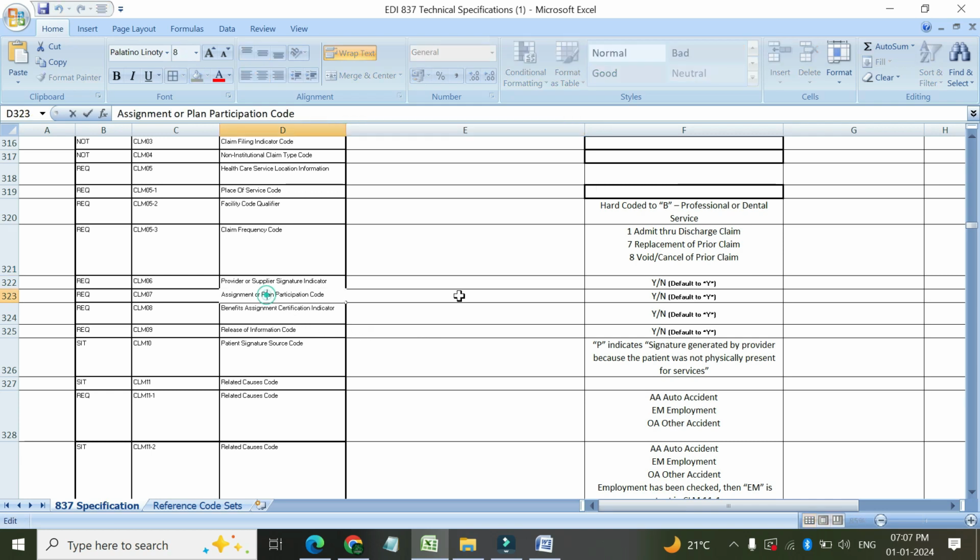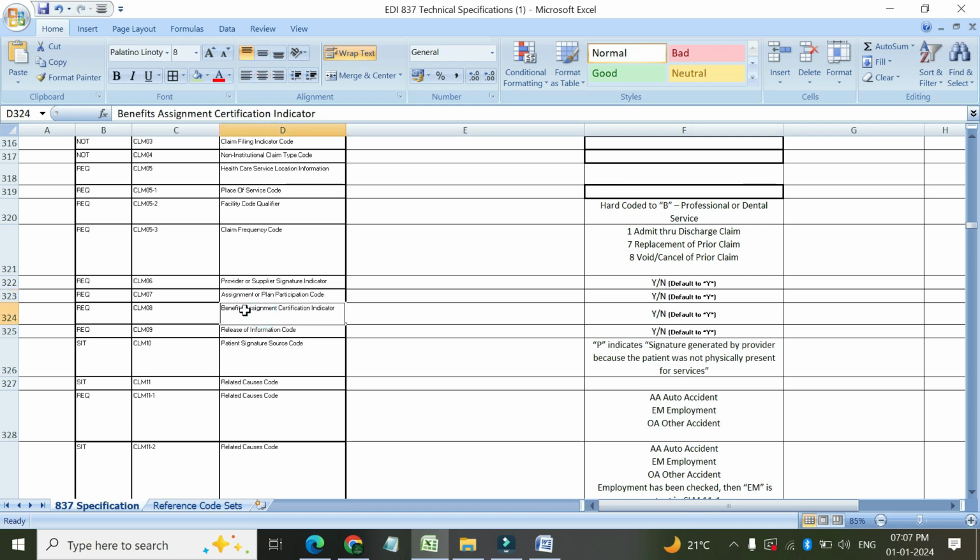Assignment or plan participation code is again default to Y. That means you will accept the assignment. I mean, you will accept the payment that the payer is making as per the contract. So it's just by that I abide by the contract. As simple as that. Assignment or plan participation code.